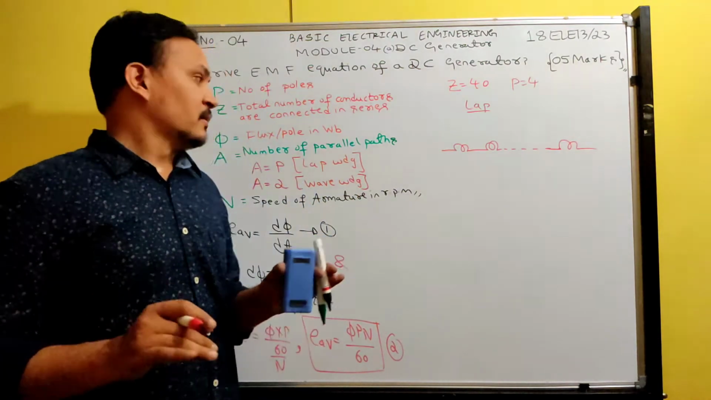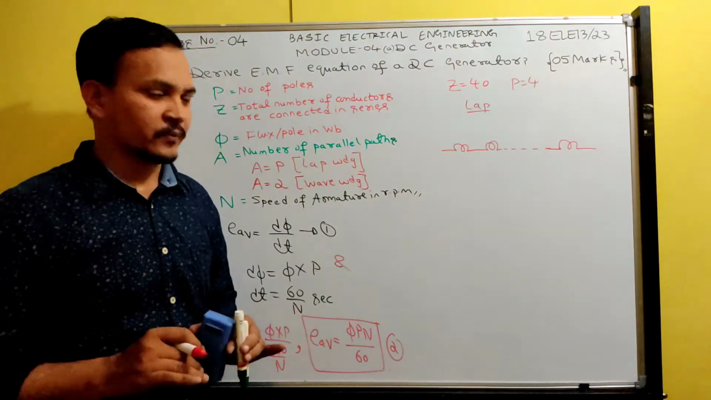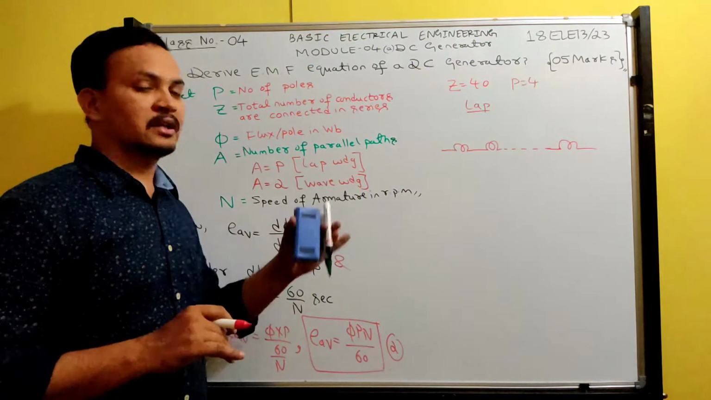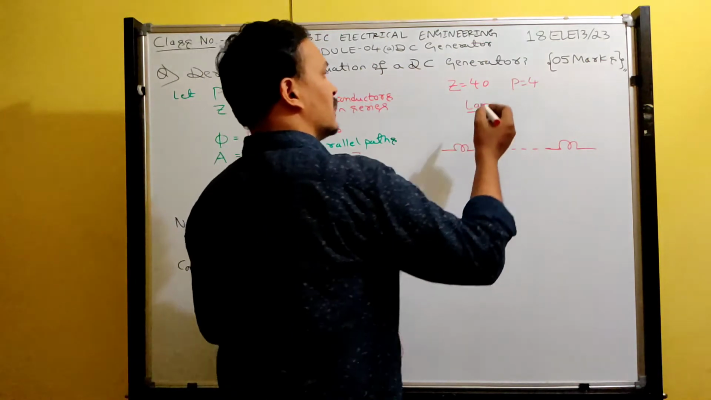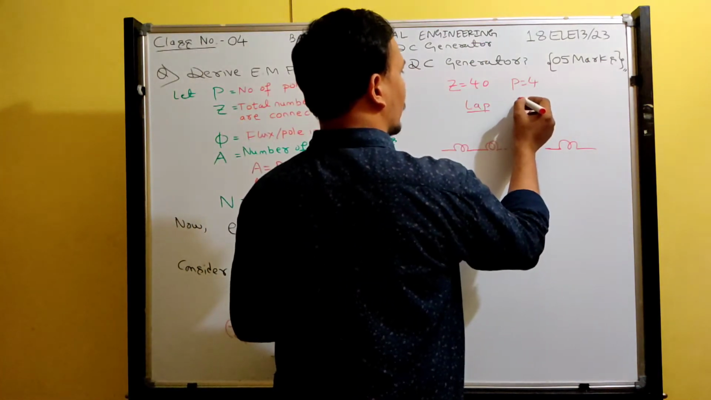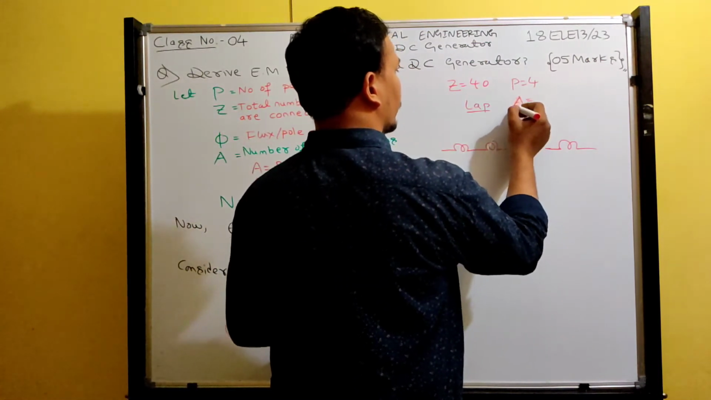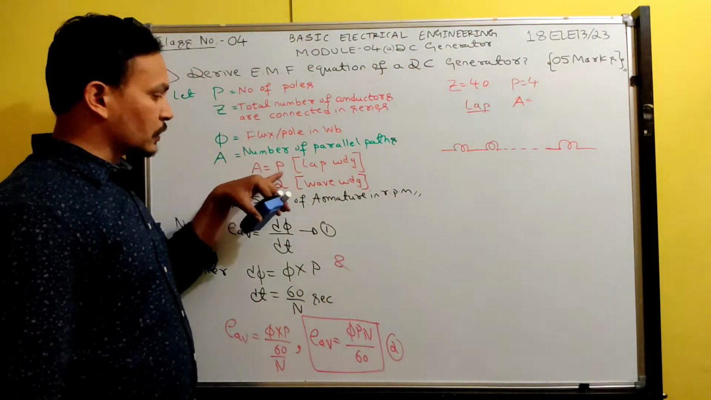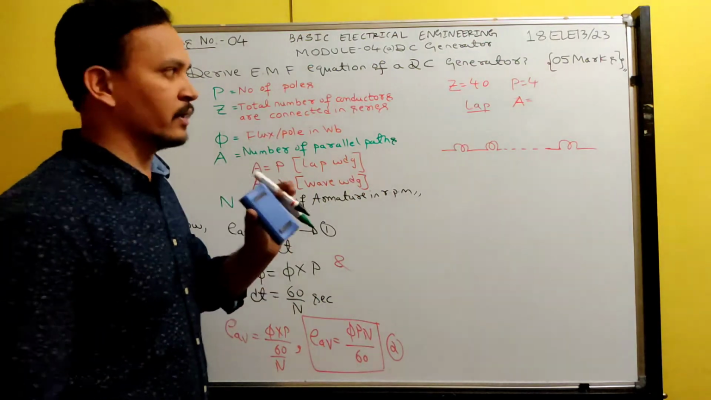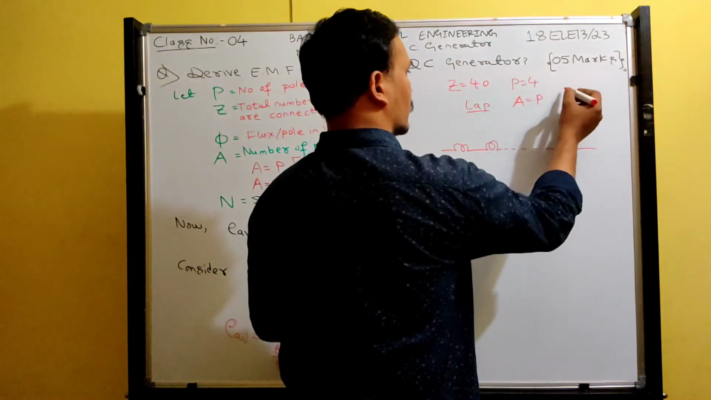But in general, winding data will be given. In practical cases, the machine will be either lap winding or wave winding. Look here. If it is a lap winding, how many parallel paths are there? If it is lap winding, what is the condition? A is equal to P, the number of poles.